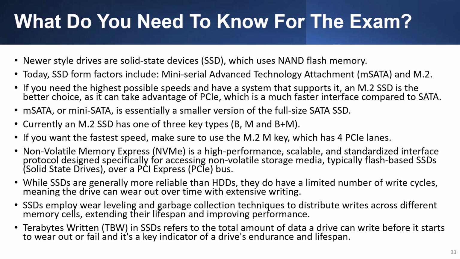mSATA, or Mini SATA, is essentially a smaller version of the full-size SATA SSD. Currently, an M.2 SSD has one of the three key types, B, M, and B plus M. If you want the fastest speed, make sure to use the M.2 M key, which has 4 PCI lanes.